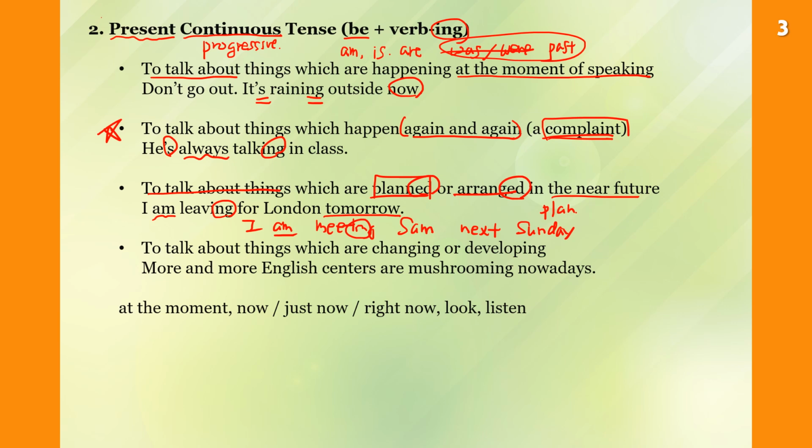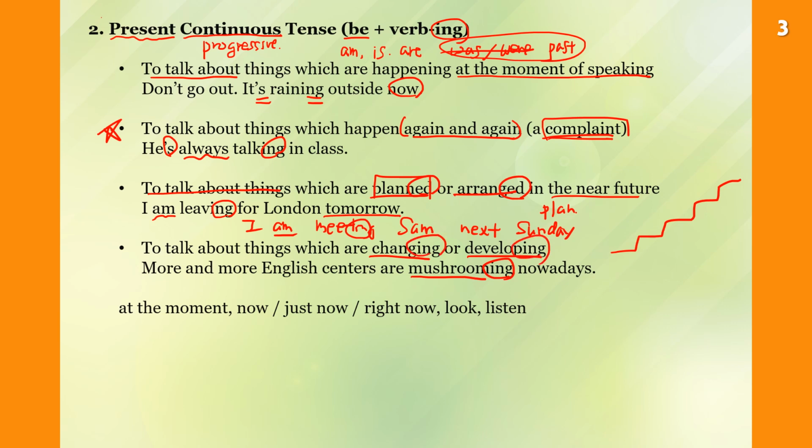And finally, to talk about things which are changing or developing. So these are changing or developing, you can use present progressive. More and more English centers are mushrooming nowadays. English centers are mushrooming. So a mushroom is a plant which grows very fast. So English centers are growing very fast nowadays. So you can use present progressive in terms of changing or developing.